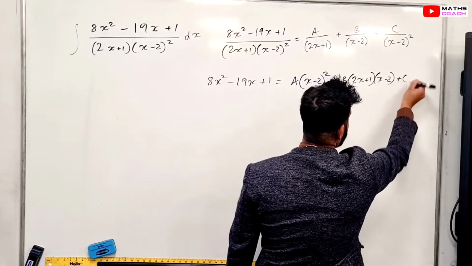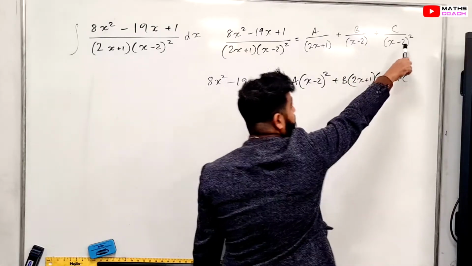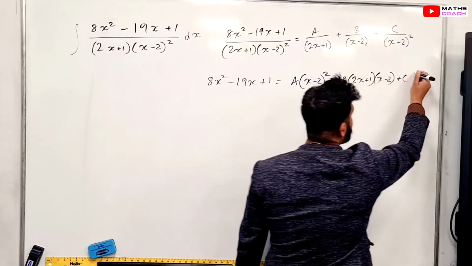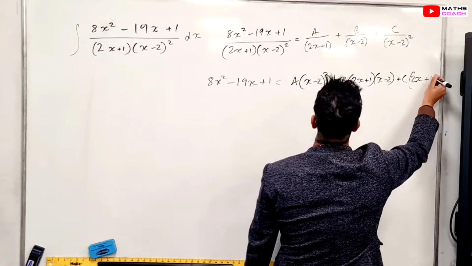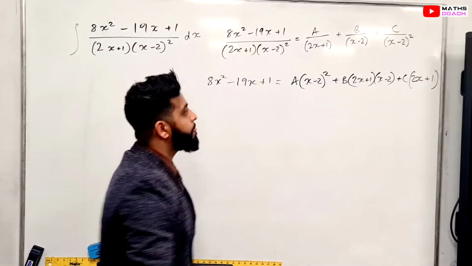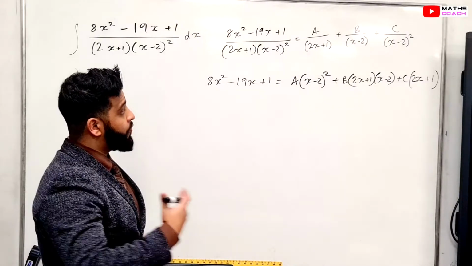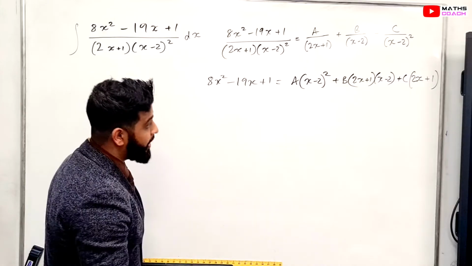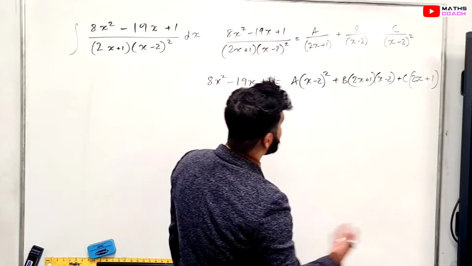Finally, squashing c in here. What does c need? It's got the square, so that's taken care of. It just needs that bracket there. So 2x plus 1, okay? And then we go through it. We start substituting values of x to eliminate one of the letters each time. So let's start with something nice and simple.